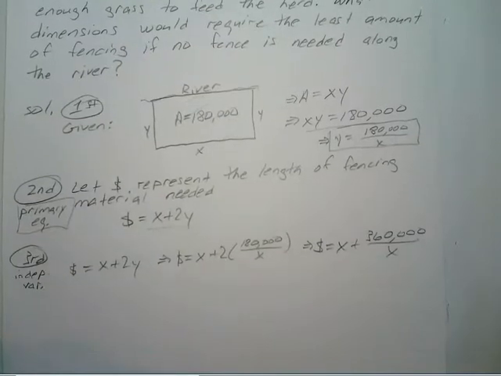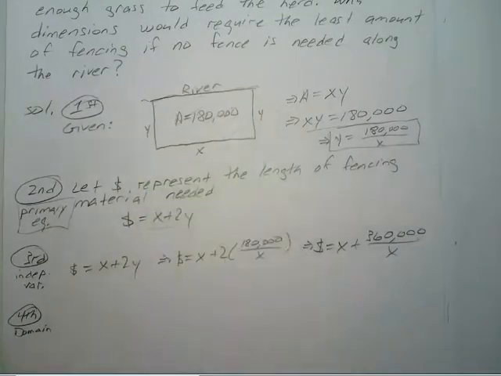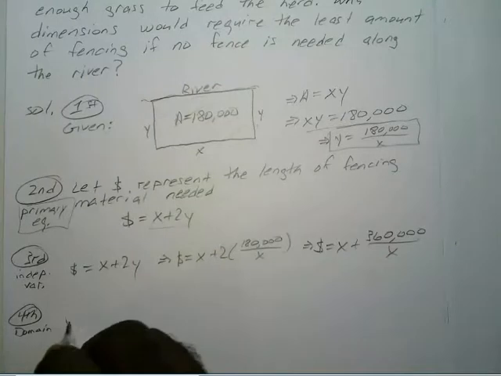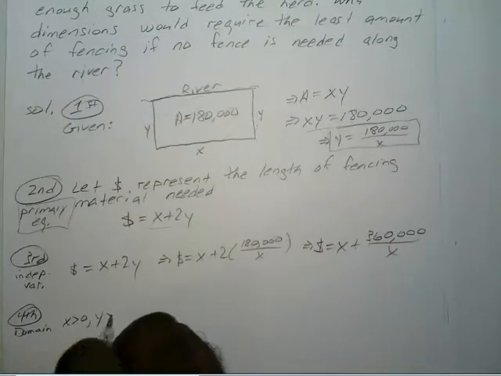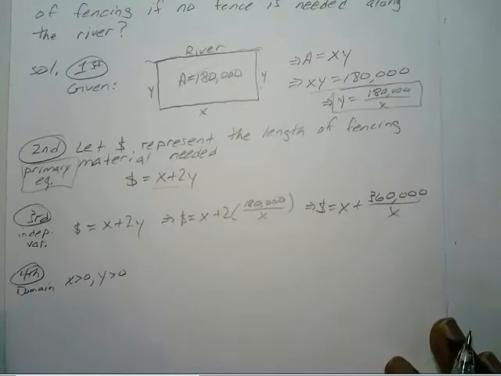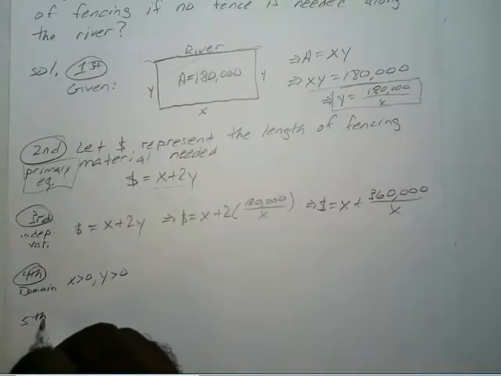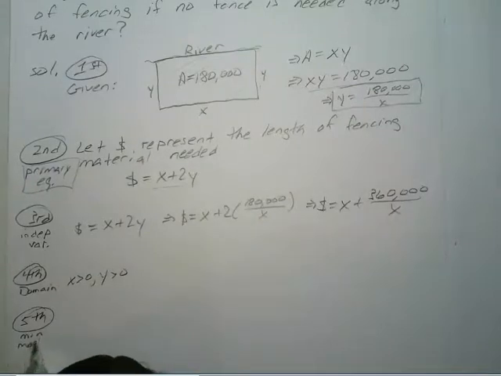Okay, so our fourth step, again, if you want to skip the fourth step, you can. But the fourth step is just your domain, and of course, we see that they both have to be positive: x greater than 0 and y greater than 0. Okay, so for your fifth step, of course, we find our minimum value, our minimum material needed.